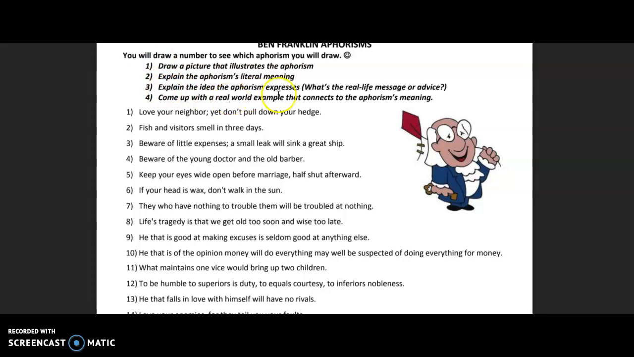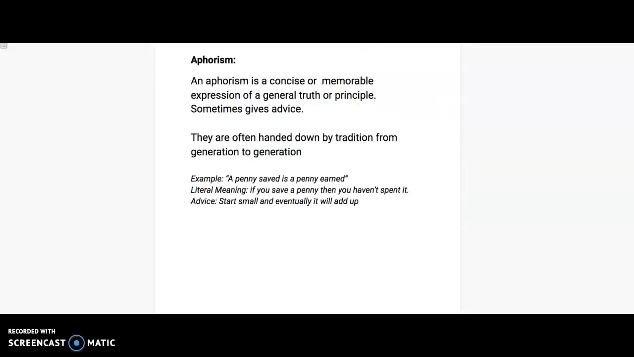Next, you will explain the idea the aphorism expresses. What's the message or advice? Well, the advice would be if you start small, eventually your savings will add up.